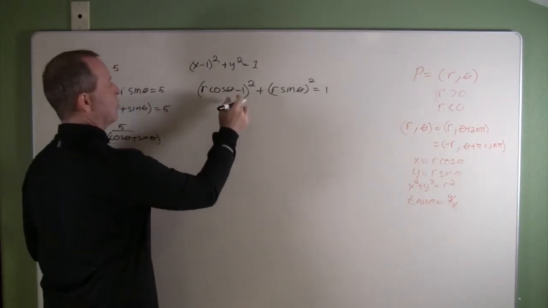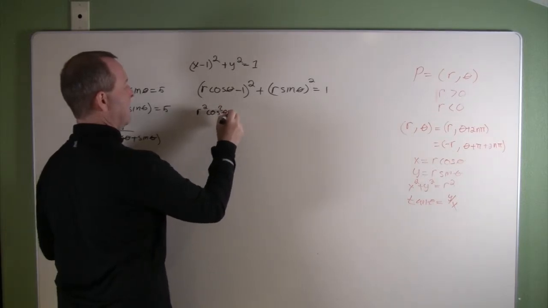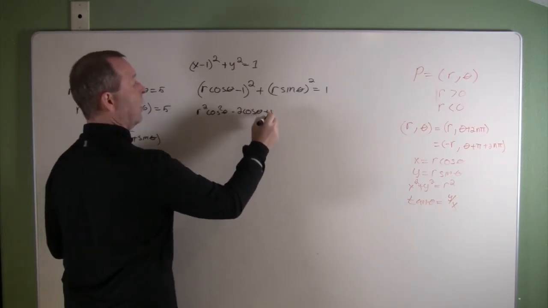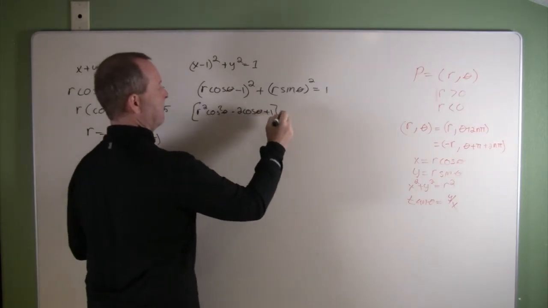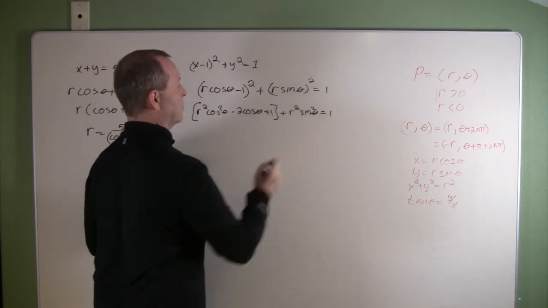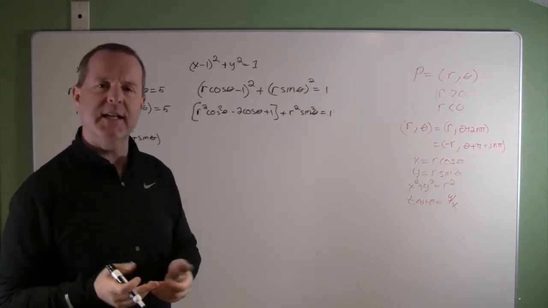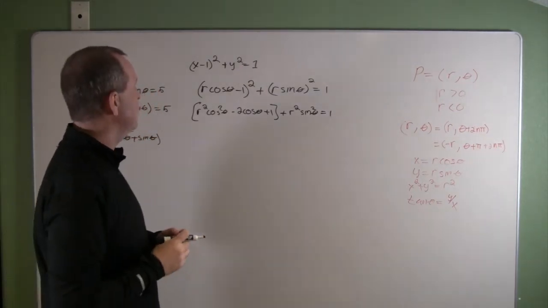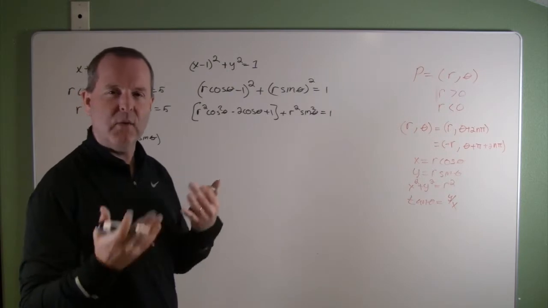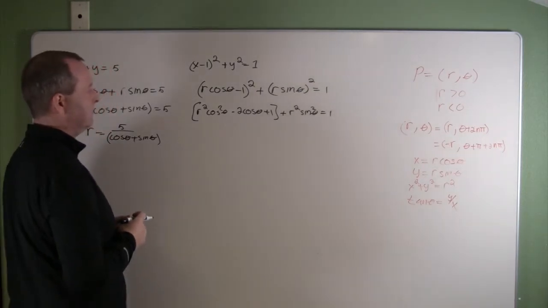So (r cosine theta minus 1) squared equals r squared cosine squared theta minus 2r cosine theta plus 1, plus r squared sine squared theta equals 1. Again, it looks different because it's using our trigonometric functions. If it was back in how we factored in 111, it would look a little bit more familiar. So I'm hoping this is becoming familiar to you as you continue your practice.